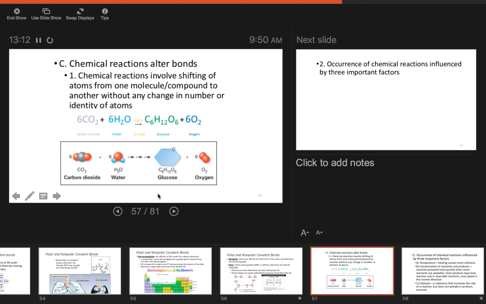So I'm following the law of conservation of mass. I'm not creating or destroying or throwing in a phosphate or sulfur or whatever. I'm using what I have and just rearranging it to make new products.